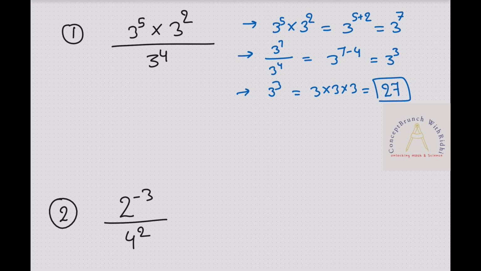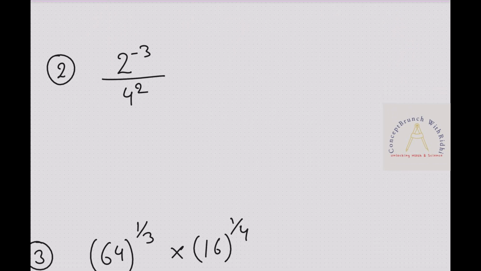We can do it directly. When you become expert in this, you can do it directly. How can you do it directly? Simply we can write 3 to the power 5 plus 2 divided by 3 to the power 4, and simply we can write 7 minus 4 and 3 to the power 3, that is 27. So when you become expert, you can do it directly. Okay, let's move to the next question.